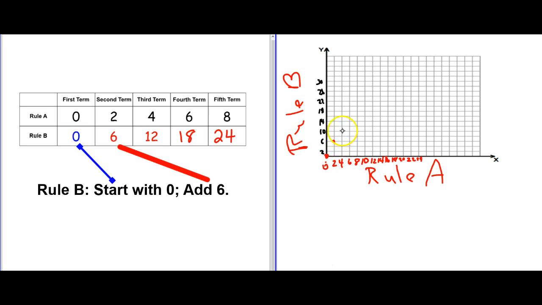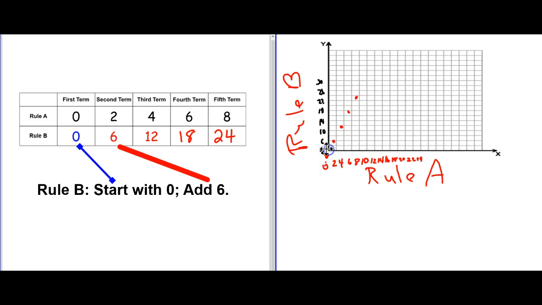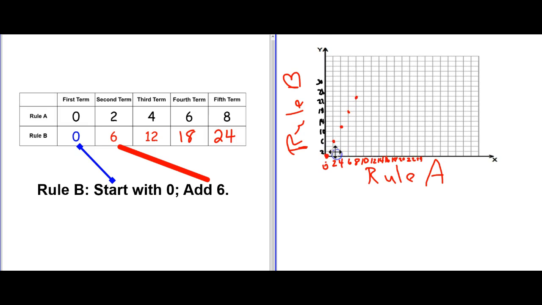And then when it's at 4, rule B is at 12. When it is at 6, it is at 18. And when it is at 8, it is at 24. And when we connect, we see that there is definitely a line through all of those points. So when we look at this relationship, we have to say, what's the connection? Since they're all in one line, what's the relationship?